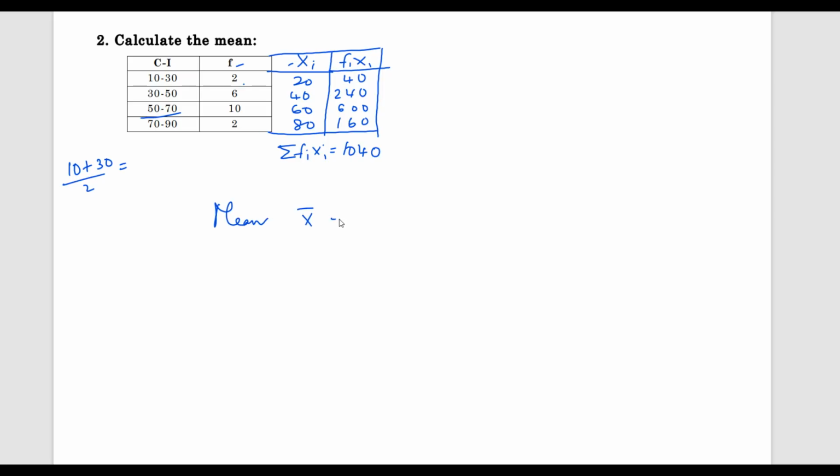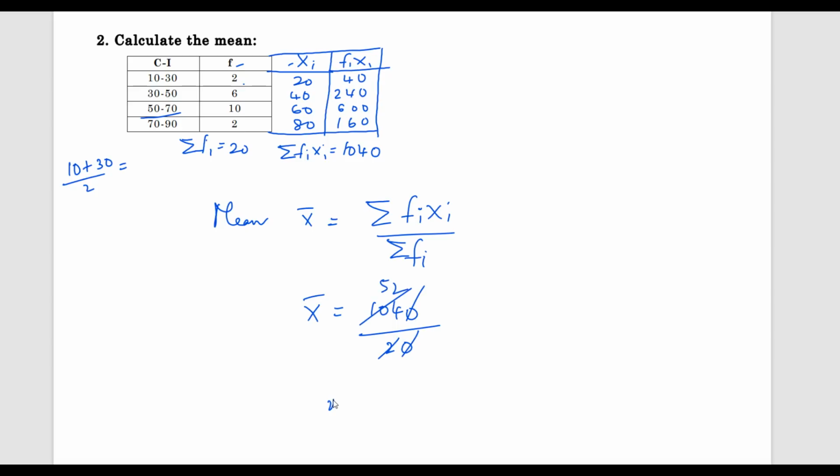Now the mean x bar equals sigma fi xi by sigma fi, that is the sum of the frequency. Sigma fi equals what? 2 plus 6 is 8, 8 plus 10 is 18, 18 plus 2 is 20. What we got is 20. Now mean x bar equals 1040 by 20. 0 and 0 will cancel. 2 1s are 2, 2 5s are 10, 2 2s are 4. So x bar equals 52. That is mean x bar equals what? We got 52. Very simple question.